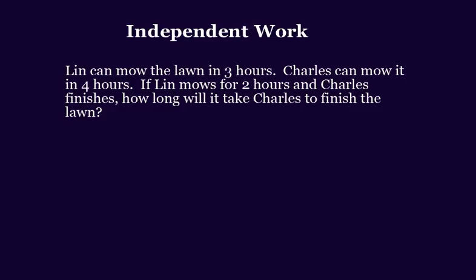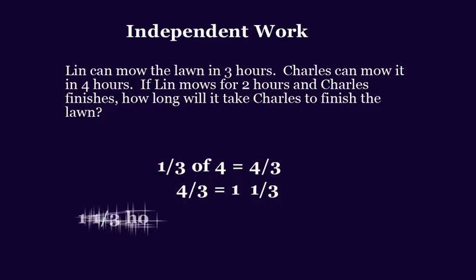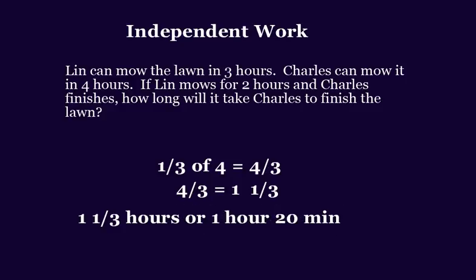Okay, there's one job to do, and you determine their hourly rate first. If Lynn takes 3 hours to mow the lawn, he does 1/3 of the job per hour. If Charles does a job in 4 hours, he does 1/4 per hour. Well, if Lynn's going to work for 2 hours, he's going to do 2/3 of the lawn, which means there's 1/3 left for Charles to finish. So 1/3 of 4 hours, which is what it takes him to do the whole job, it'll just take him 1/3 of that time to do it. So 1/3 of 4 hours is 4/3 of an hour. 1 hour, 20 minutes.